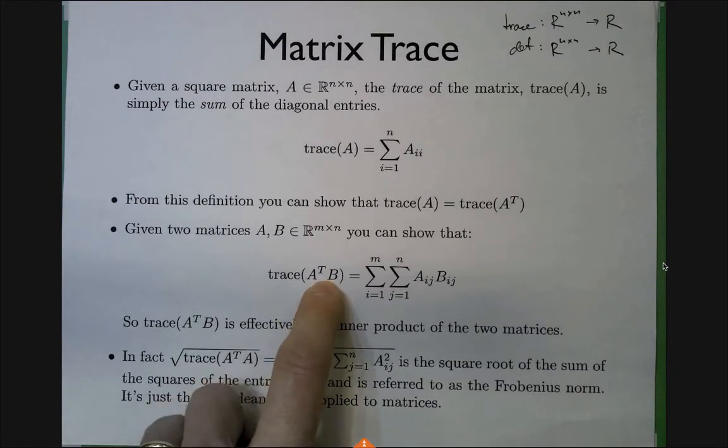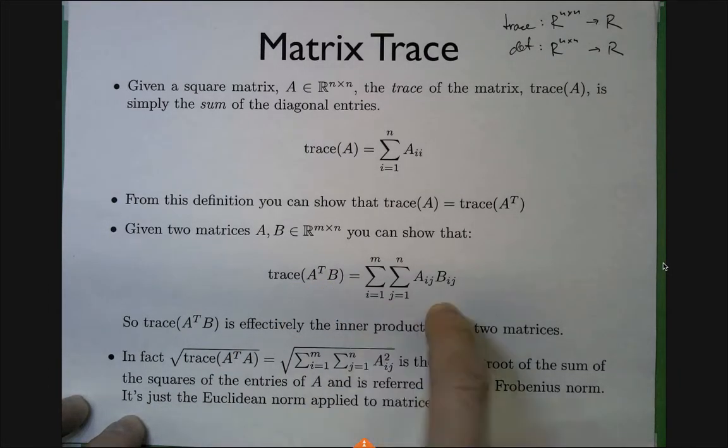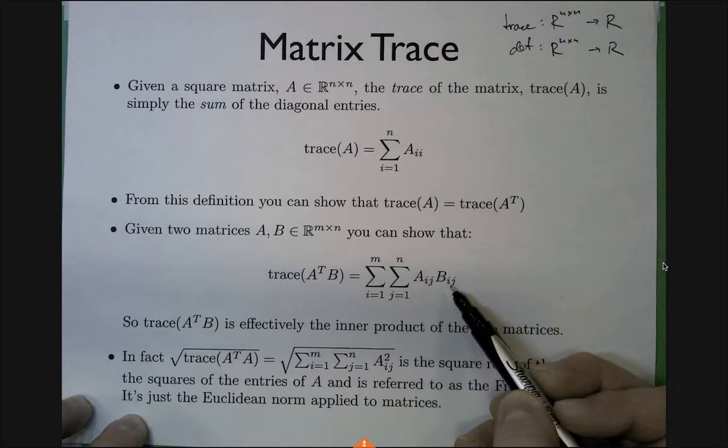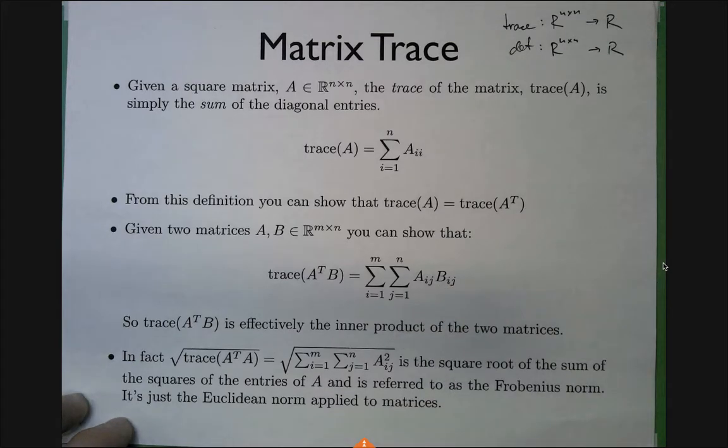So that's what I have here. If you want to write it out per components, you just do this. You take every element from A, multiply it with the corresponding element from B, and then sum it all together. Effectively, it's the inner product of the two matrices.